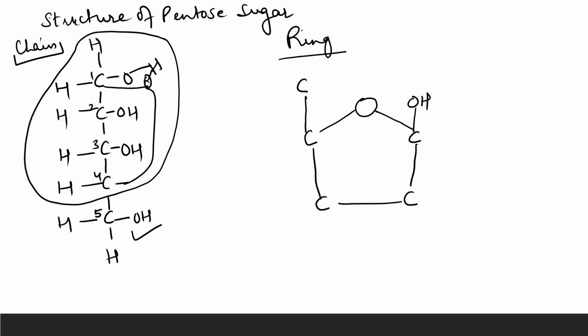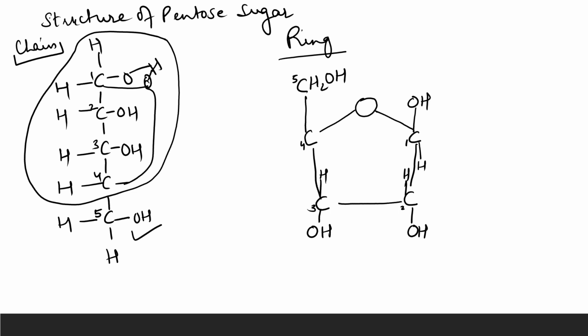OH, right? And one H is there, and here also we have an OH group, right? And H is also there. Here also we have an OH group and H is there. Here also we have H. And on C5 we have CH2OH, right? So this is C1, this is C2, this is C3, this is C4 and this is C5.